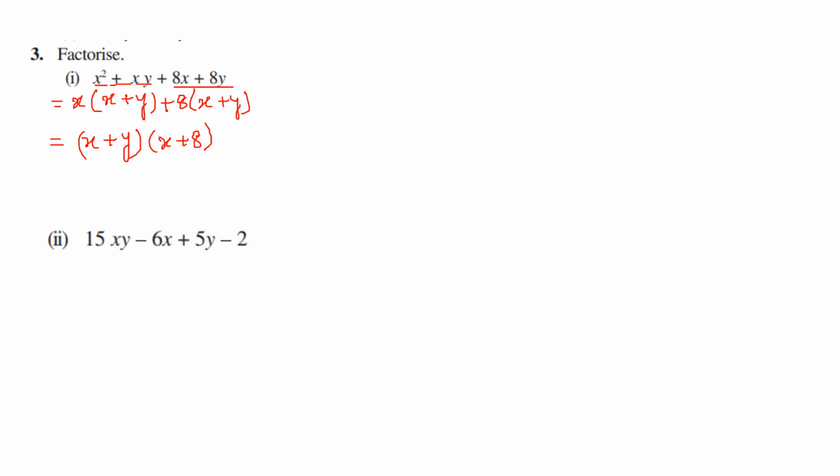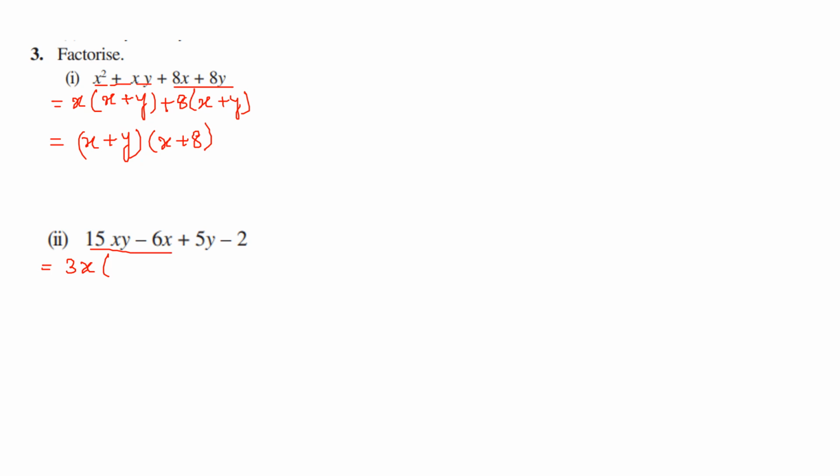Now the second one, 15xy minus 6x plus 5y minus 2. Again you can see in all the 4 terms nothing is common. So again you have to do regrouping. If you take the first 2 terms, you can see x is common, and 15 and 6 highest common factor is 3. So you can take something common from here. So 3 will be the highest common factor of 15 and 6, and then x is also common. So I can take from here 3x common.